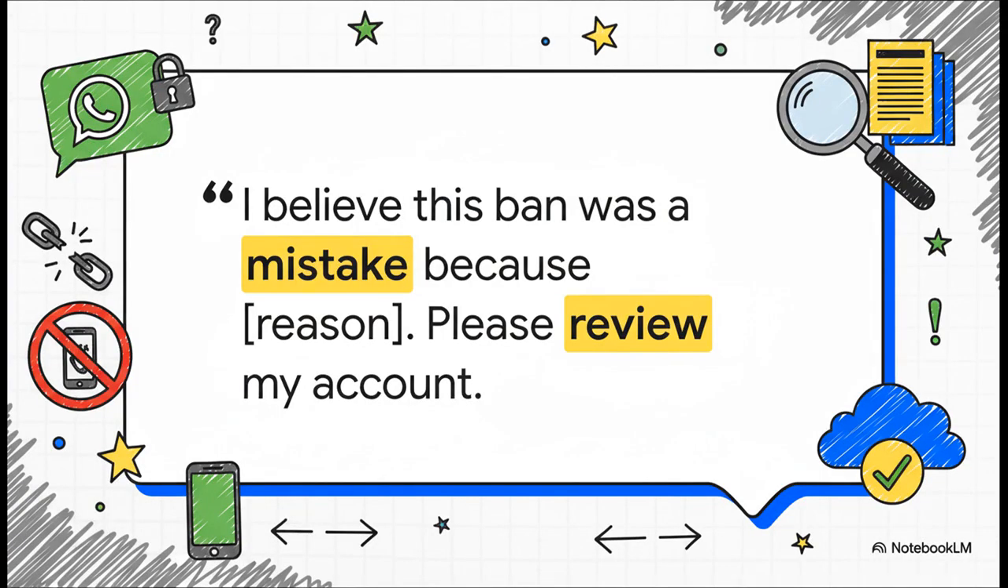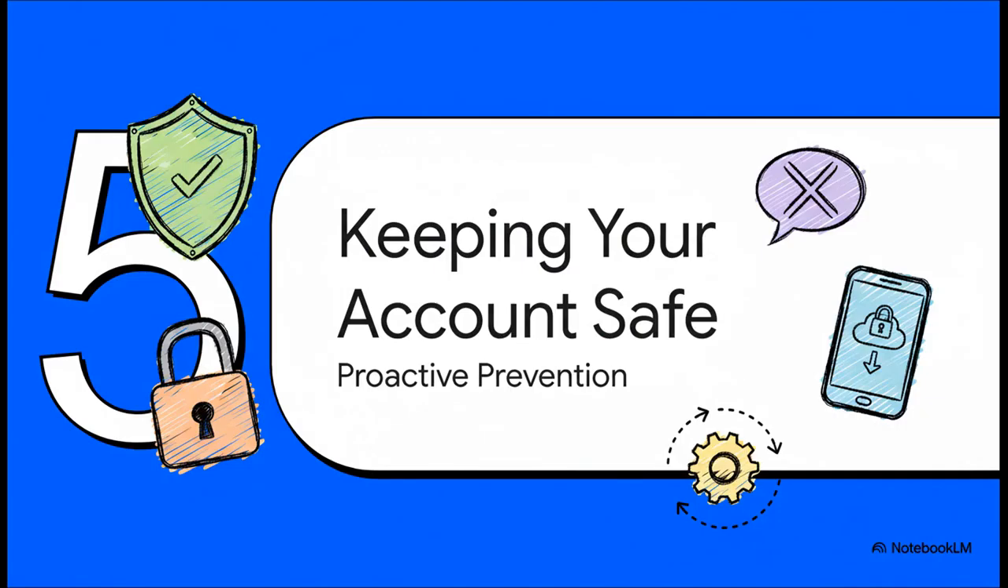And here's a perfect little template for you. Keep it short, be polite, and get right to the point. State your number clearly, give a simple, honest reason, like maybe you were added to a spammy group without asking, or you think the system just messed up, and then ask for a review. Trust me, a little politeness goes a really long way here. But of course, the best case scenario is to never have to write that email in the first place, right? So let's wrap this all up with the most important part, the proactive things you can do right now to keep your account safe and sound.